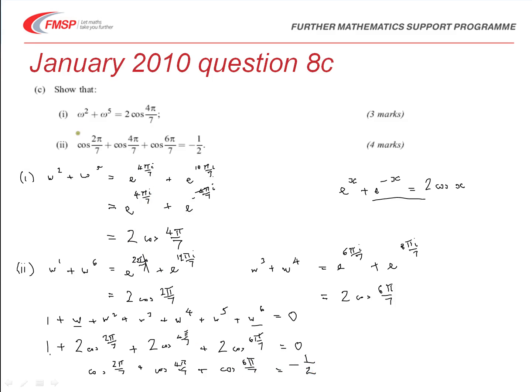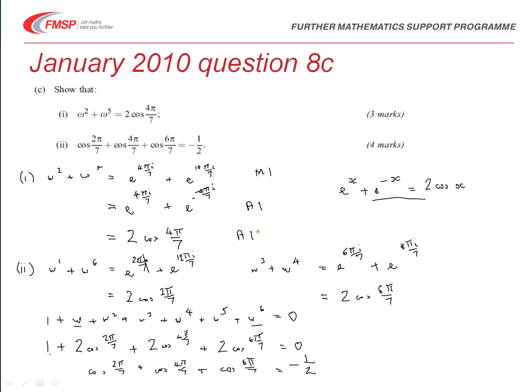Right, well, where are the marks? In C part 1 we had 3 marks being allocated. So we'll have a method mark for this opening statement, writing w squared and w to the power of 5 in terms of e. Then realizing that can then be written in the form e to the 4 pi i over 7 and e to the minus 4 pi i over 7, there'll be a mark. And then finally, for getting the correct statement here, we will get 1 mark for recognizing that.